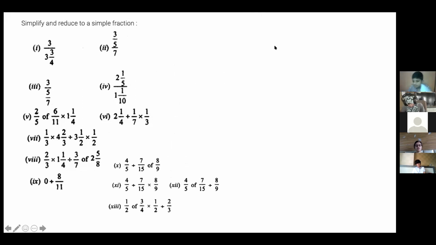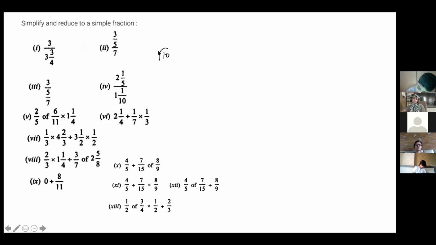Okay. It is there, see. 10th. Which one? All are division, this one. Ma'am, done. 4 by 5 divided by 7 by 15 of 8 by 9. So again, you have to do 'of' first. Of means multiplication. Put a multiplication, solve it, and then, okay, I'll also do over here.